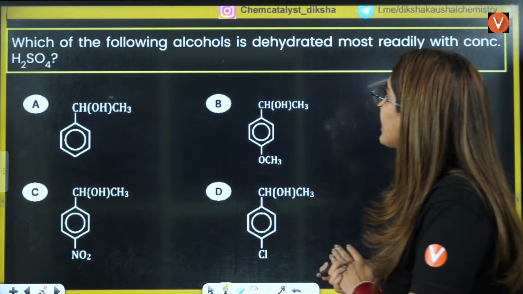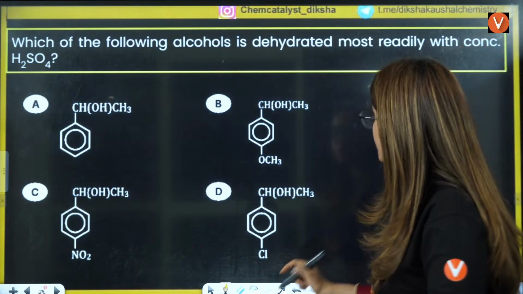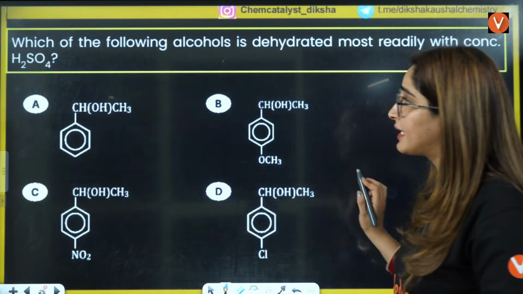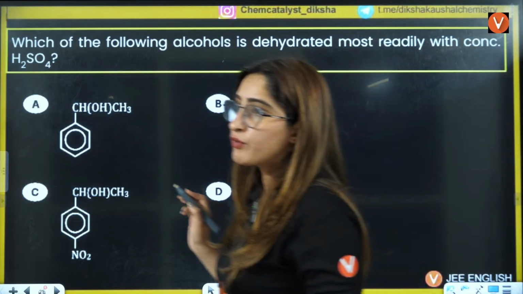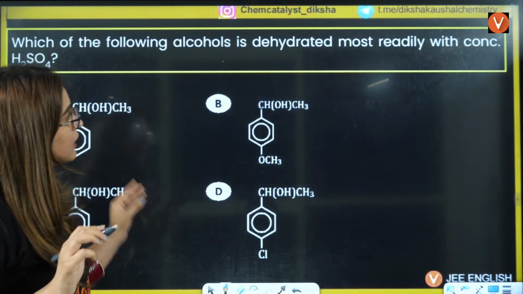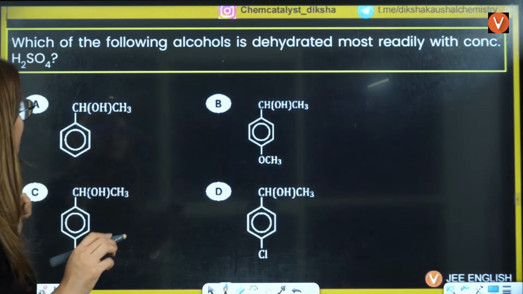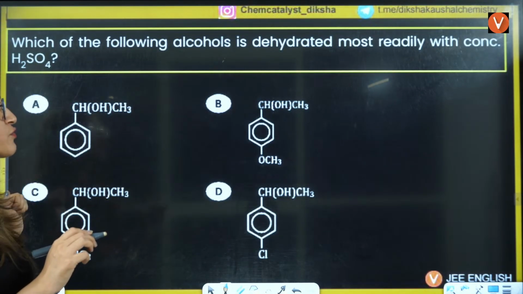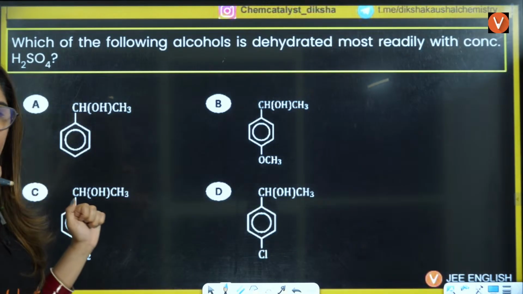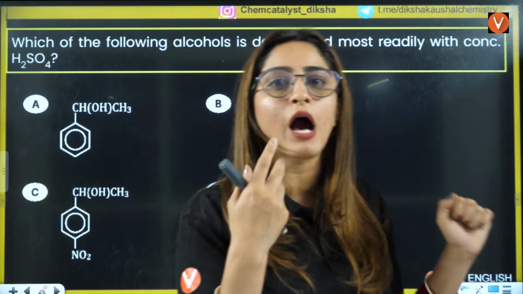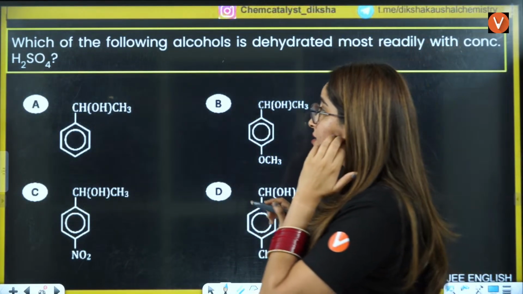Which of the following alcohols is dehydrated most readily with concentrated H2SO4? If you see this here, we have to look at dehydration. For dehydration, you will have the formation of a carbocation, right? So we have to see the stable carbocation.